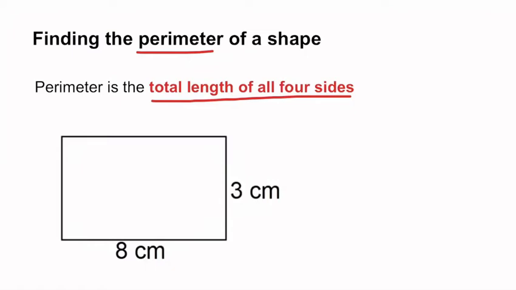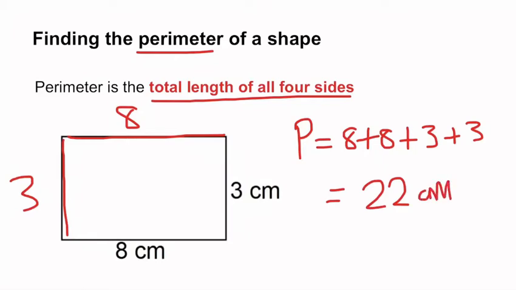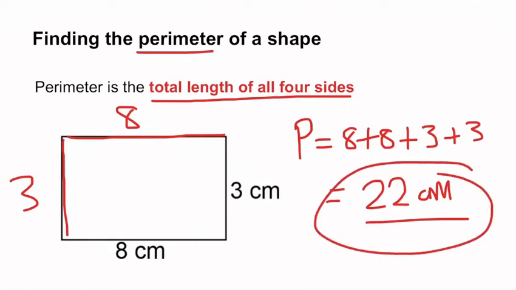So for this rectangle here, the first step to finding the perimeter of any shape is to label any lengths that aren't labelled. So we can see that for this rectangle this side isn't labelled and neither is the top side. But we know that for a rectangle opposite sides have the same length. So the top length is going to be 8 centimeters to match the bottom, and the left length is going to be 3 centimeters to match the right. Then we can work out the perimeter by adding all of these sides together, which is 8 plus 8 plus 3 plus 3, which comes to 22. Now the unit for perimeter is not centimeters squared, it's just centimeters because we're talking about the length around the shape. So our perimeter for this rectangle is 22 centimeters.